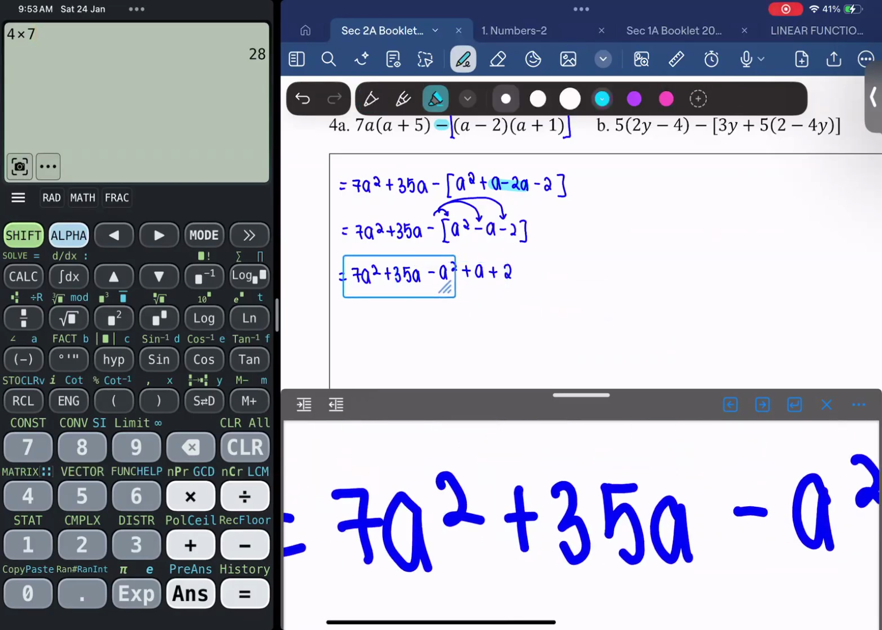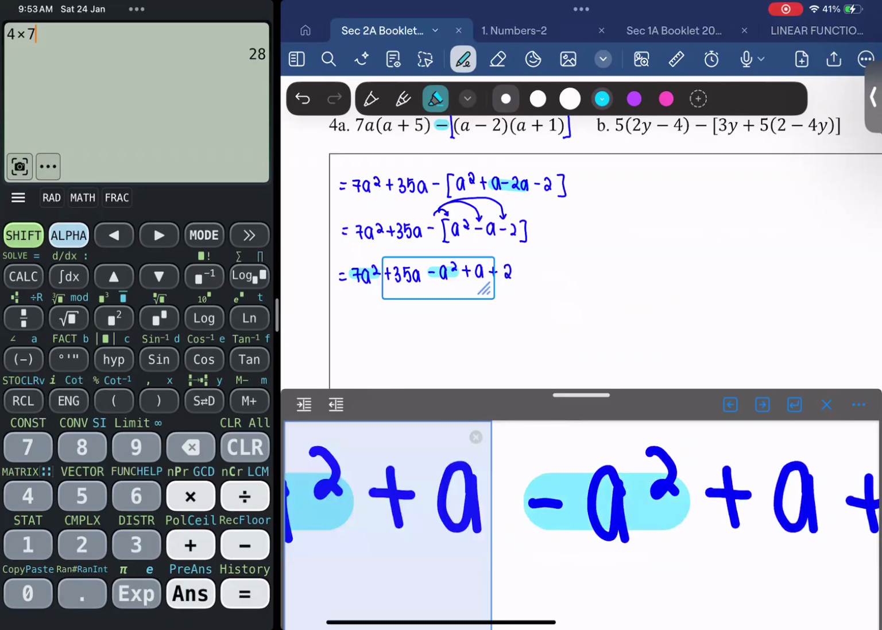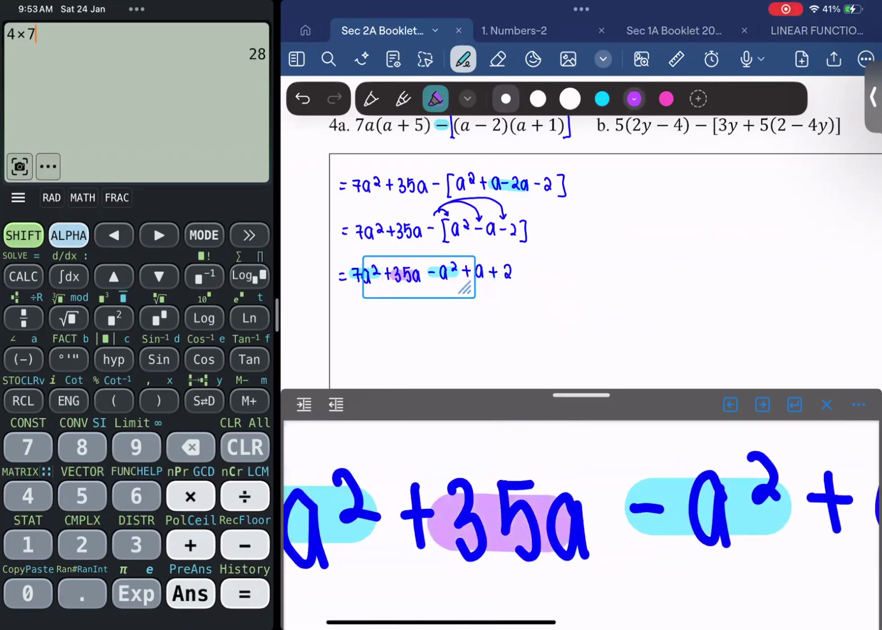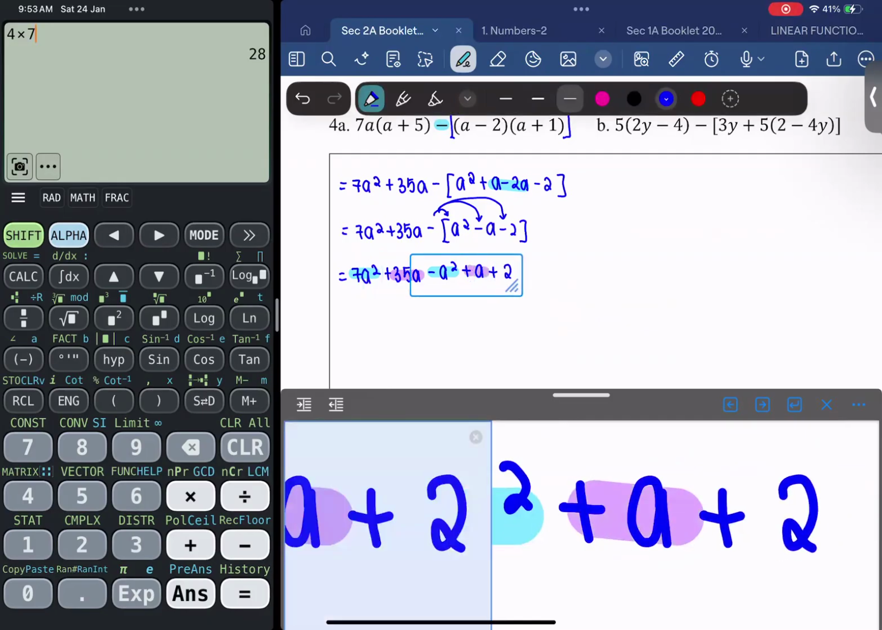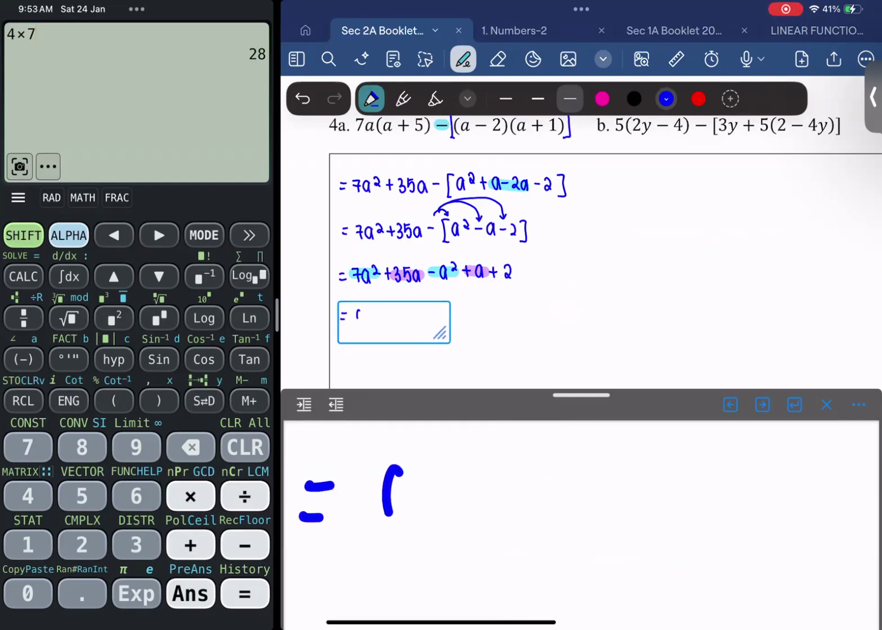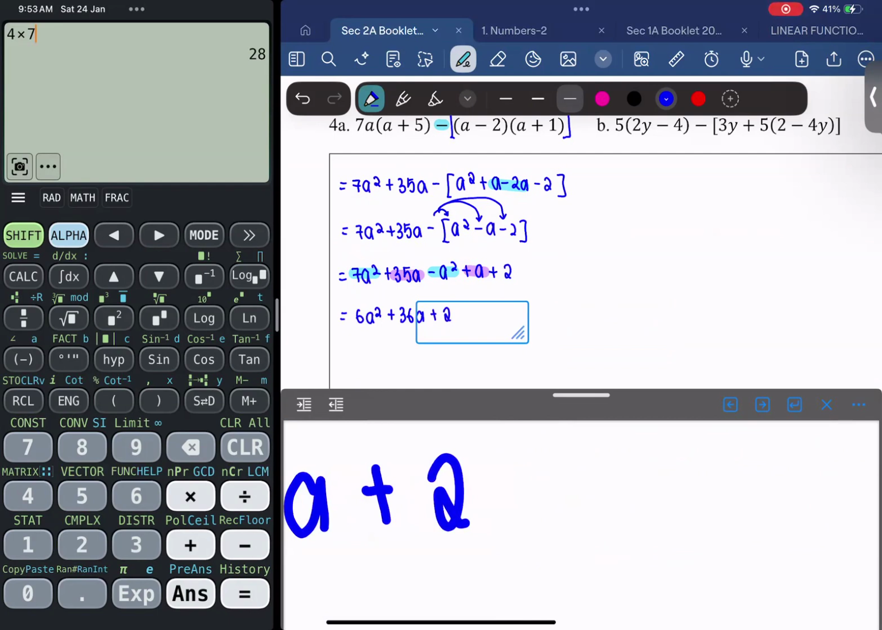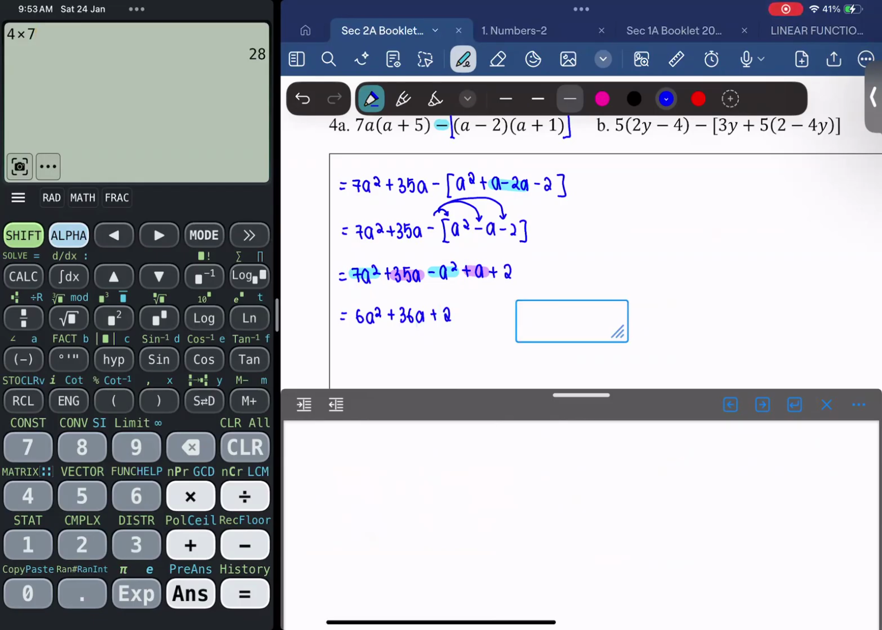Okay, moving on. 7a squared minus a squared, 35a plus a. So what do we have? We have 6a squared plus 36a plus 2. Okay?